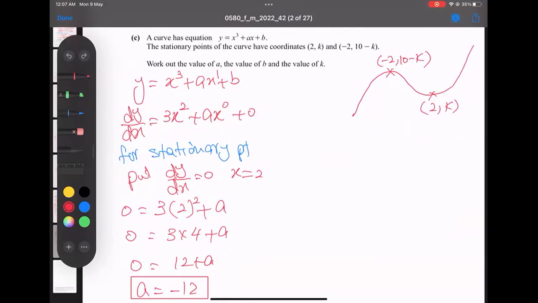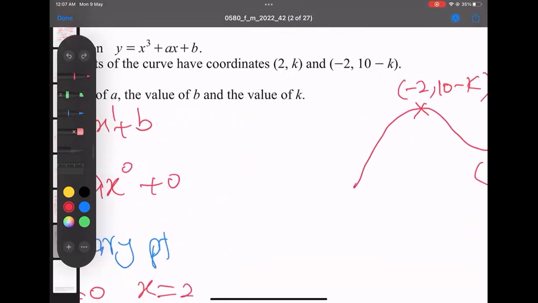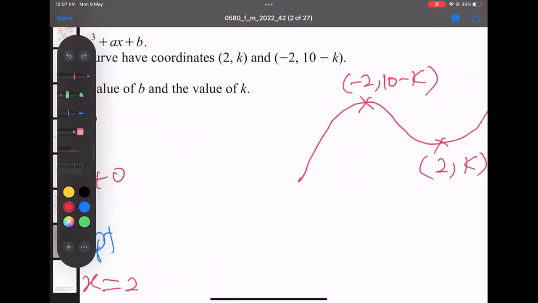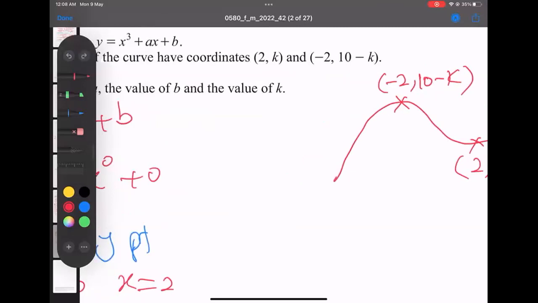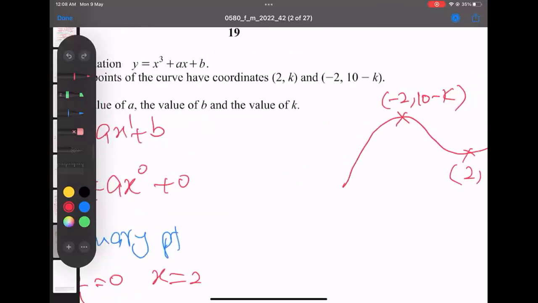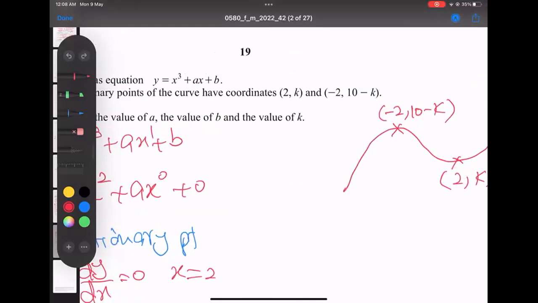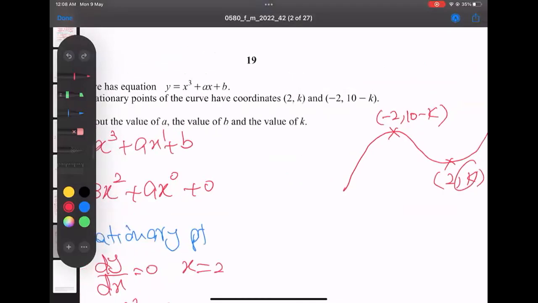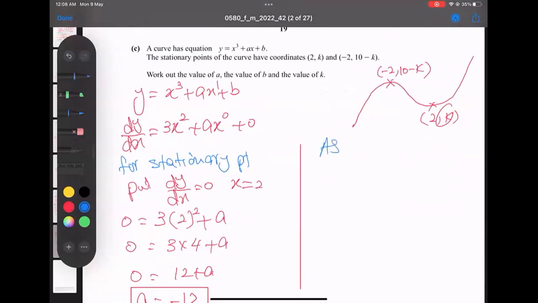Now I will go for the other point, because we know that this point lies on the curve. You see, (2, k) is a stationary point, but it also lies on the curve. Can you say this 2 will go in the place of each x? Yes. Can you put k in the place of y? Exactly. So write a statement here: (2, k) lies on curve. And it means, very clear sense, when it lies on the curve, we can replace it.